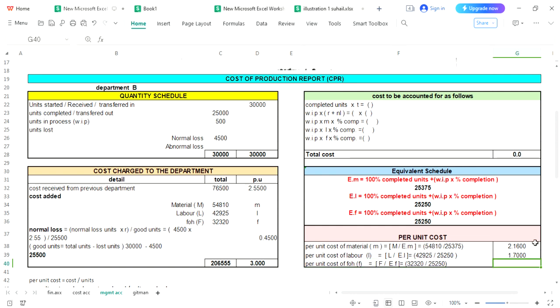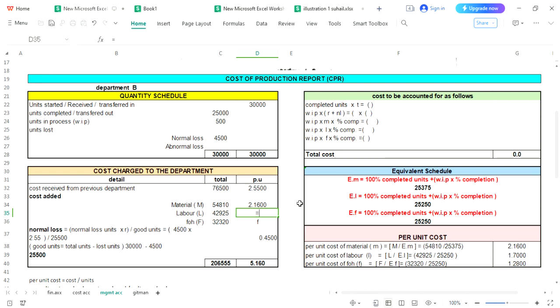Mathematical statement is completed. It's now time to put these amounts on your calculator. What will you write? 32320 divided by 25250. So this way you have completed your per unit cost, and as you complete it, you will immediately be putting these costs in your cost charged to the department on the left side. So the first cost is your per unit cost of material, and this is your per unit cost. I have highlighted 2.160. Put over here. This is your per unit cost of material. You have written over here.